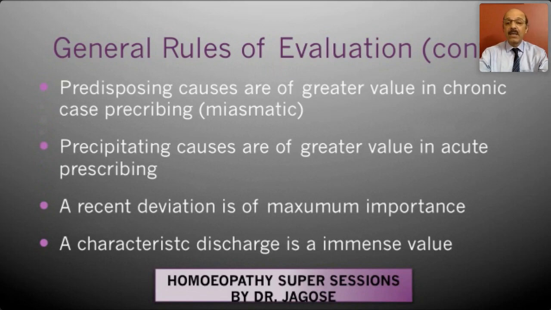Remember that a recent deviation is of maximum importance. So that is also very important. Any recent deviation from the state of health should be given utmost importance. For example, the patient says that since he got this particular disease, he has become very quiet and very reserved. Otherwise, he was very playful, very cheerful, he had many friends. Now he hardly talks to his friends, he wants to stay alone. So this is a recent deviation which has to be given maximum importance.